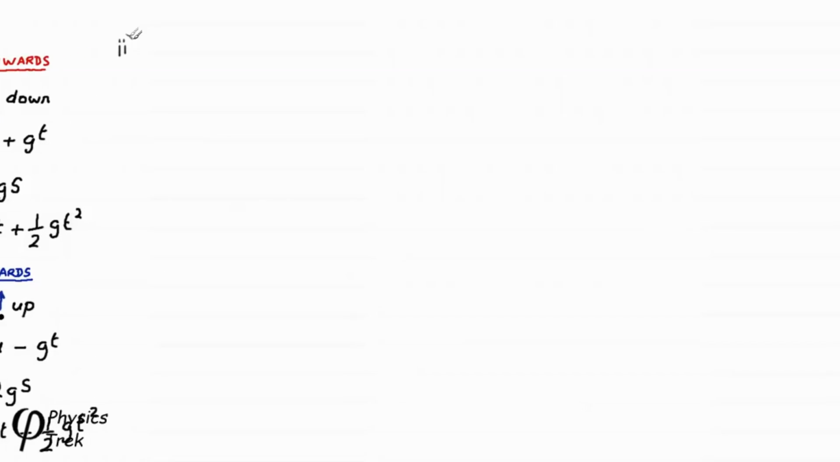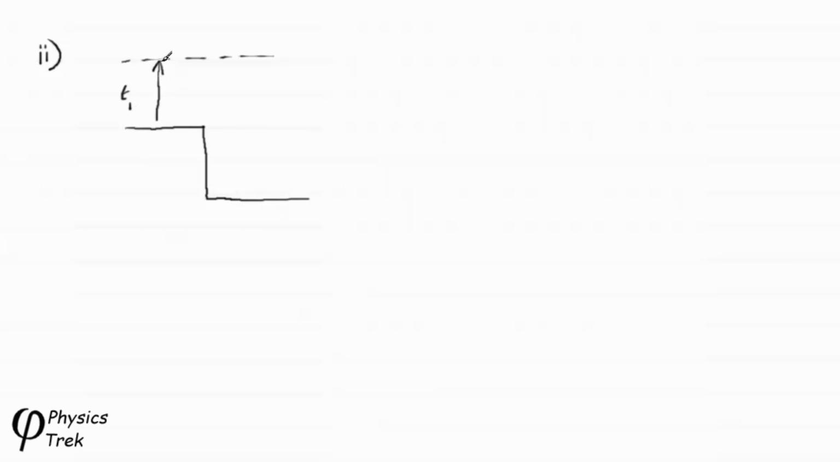In other words, we need to find D. Before we do this, let's have a closer look at the times and distances involved. T1 is the time for the stone to reach maximum height from the top of the cliff, while T2 is the time for the stone to fall from maximum height to sea level. We are told that the total time the stone is in the air is 10 seconds, so looking at the diagram, it is clear that T1 plus T2 equals 10.